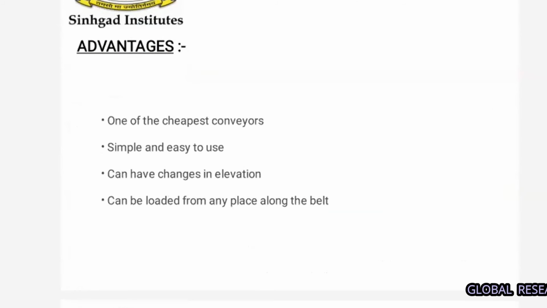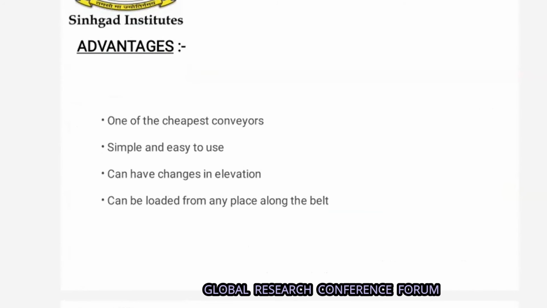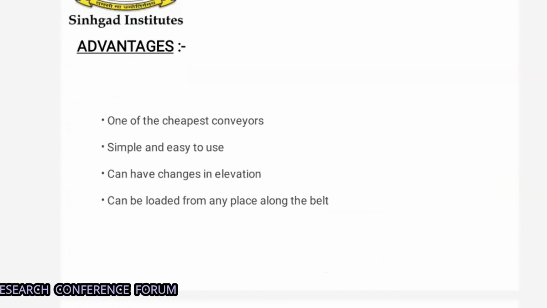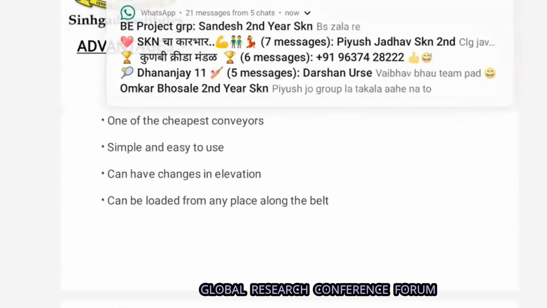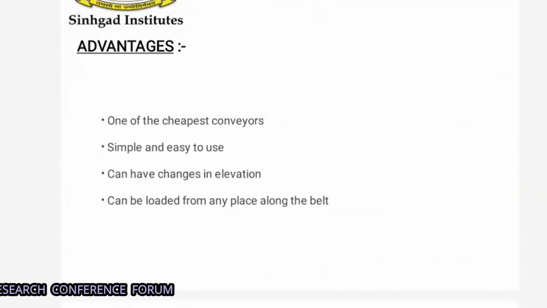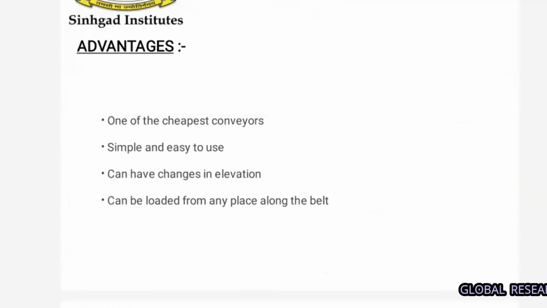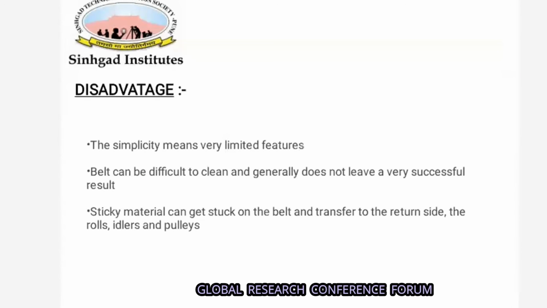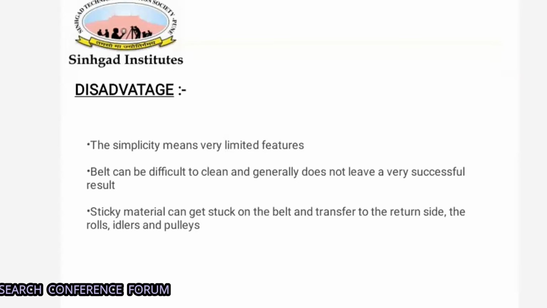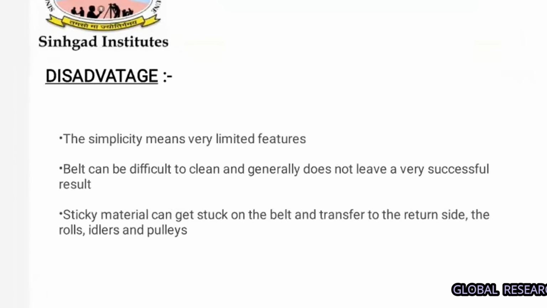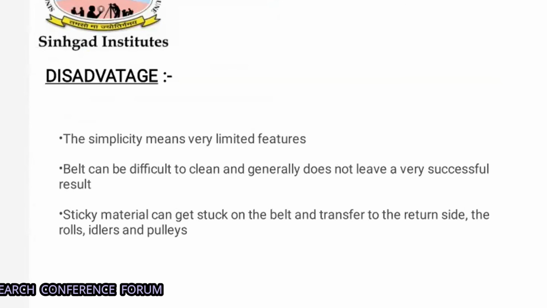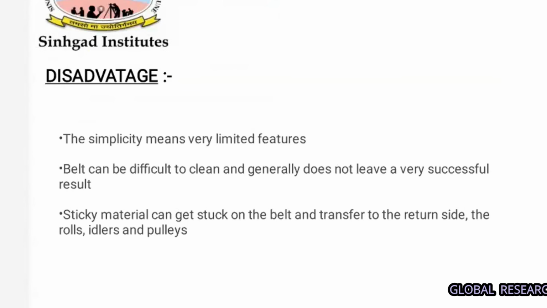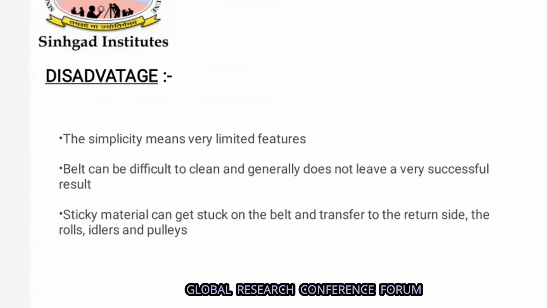Sir, advantages of the automation of conveyor belts: it is the cheapest conveyor, it is very easy to use, and we can also have changes in the elevation. It can be loaded from one place to another along the belt. Sir, these are the disadvantages: this system also has some limited features which can cause us problems. Sticky material can get stuck on the belt, which can turn into a problem. Okay, sir, this is our project.